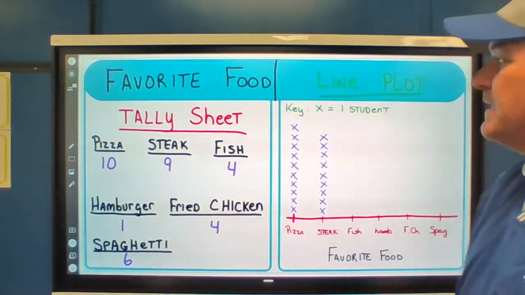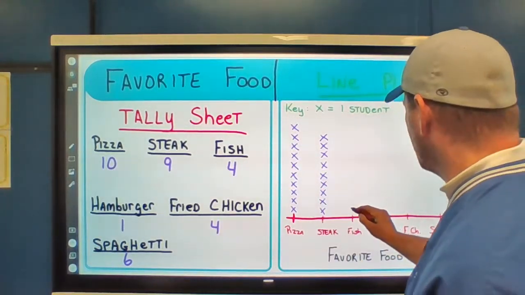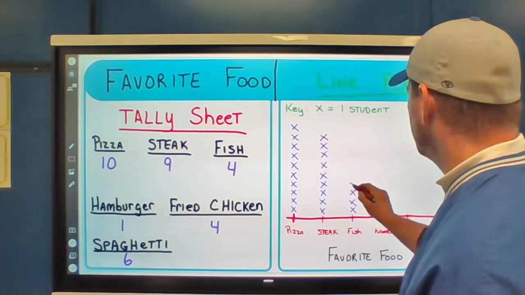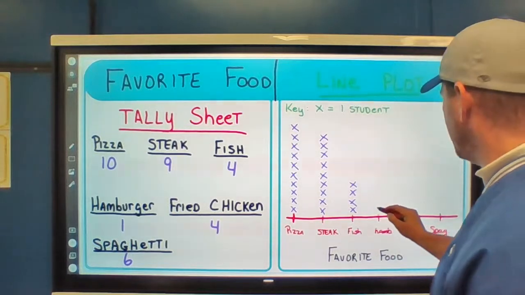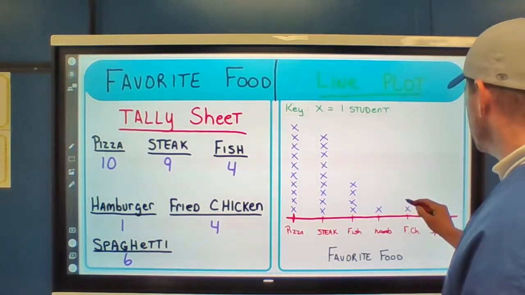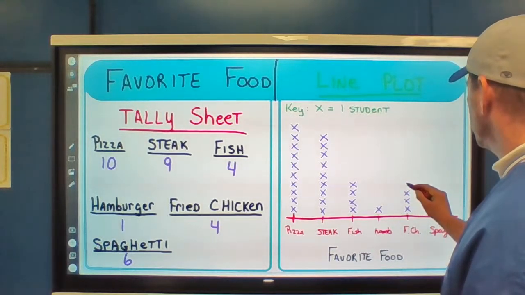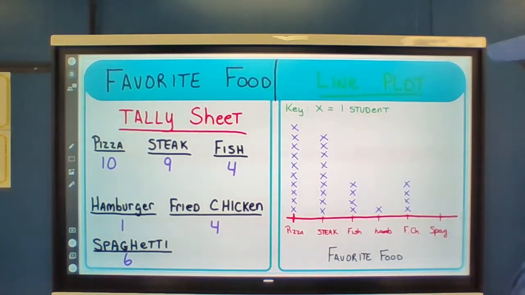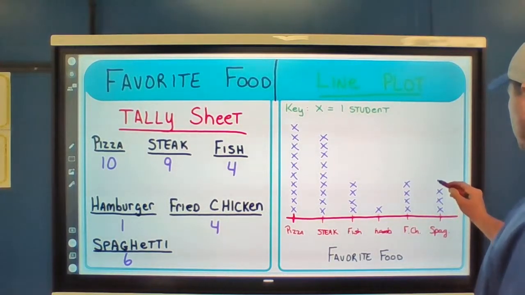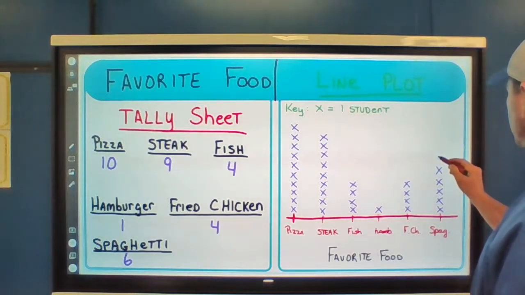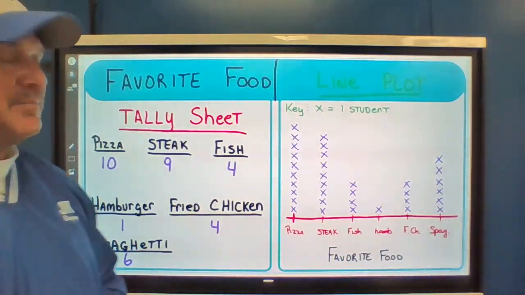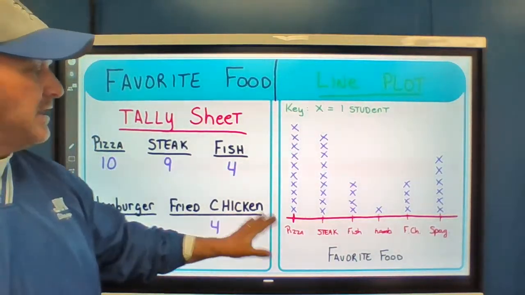Okay? So now fish, there were 4 students that said fish was their favorite food. Hamburger only had 1 student. Fried chicken, 4 students. And spaghetti had 6. And my line plot is complete.